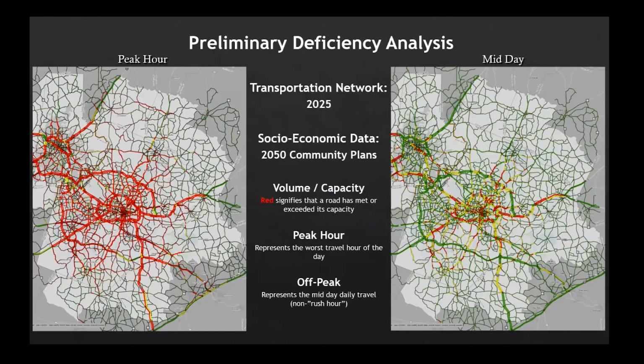If the volume is way higher than what the capacity can handle, it gets red. If it's starting to approach that capacity, it's yellow. And if the capacity is there to handle the volumes that are on the road, it's green.